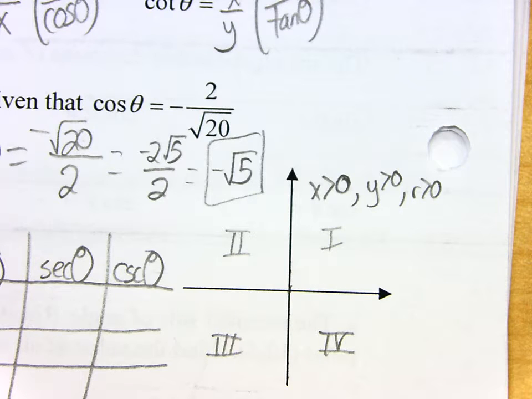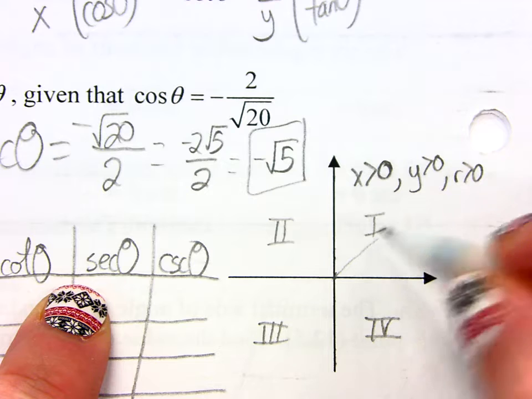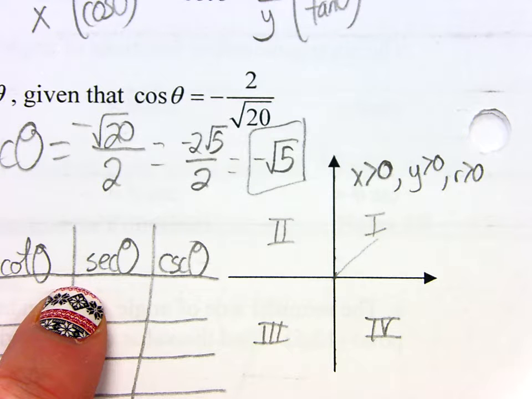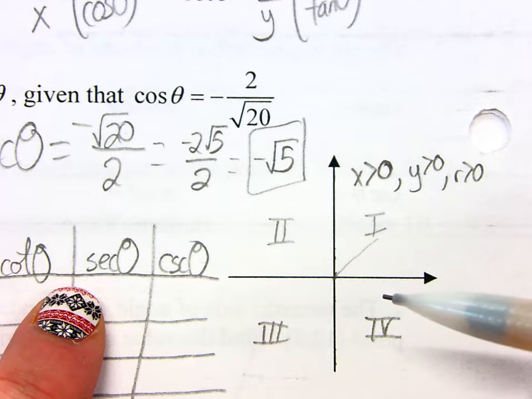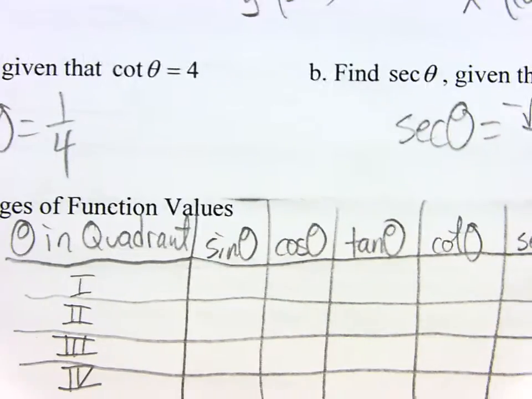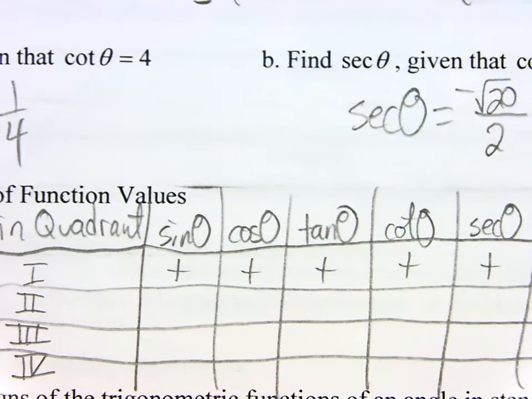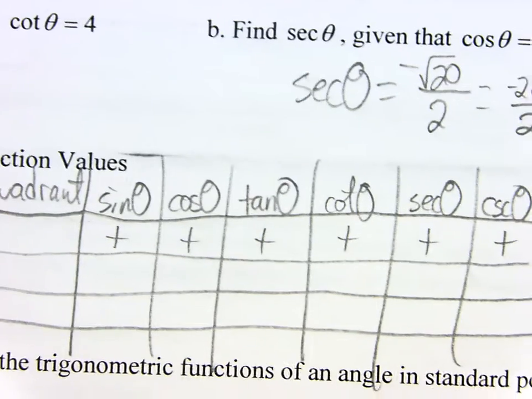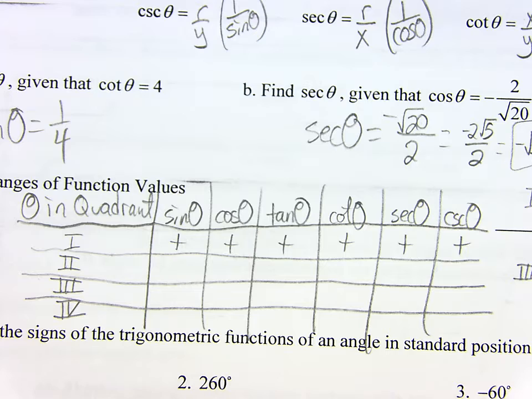So, who's positive in quadrant 1? If I were to draw an angle and I wanted its 6 trig functions, aren't they all going to be positive? Because x, y, and r are all positive. Right? You follow me? So in quadrant 1, everybody is positive. So I just have positives for everybody in the first quadrant.